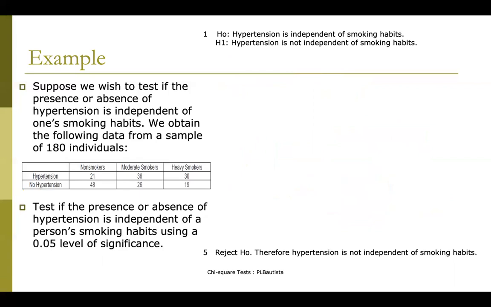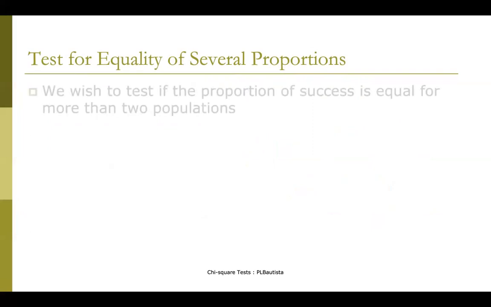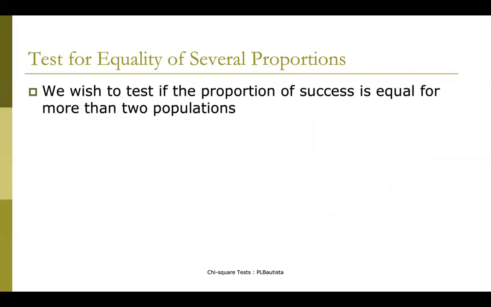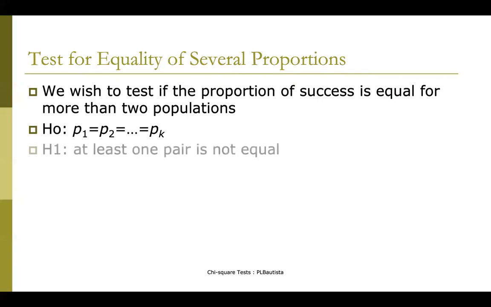Finally, for the last application, we have the test for the equality of several proportions. So we just want to test if the proportion of success is equal for more than two populations. In other words, our null hypothesis is P1 equal to P2 equal up to P sub K, wherein you have K populations, and you want to test the equality of all population proportions of success. While the alternative is that there is at least one pair among these population proportions which is not equal.